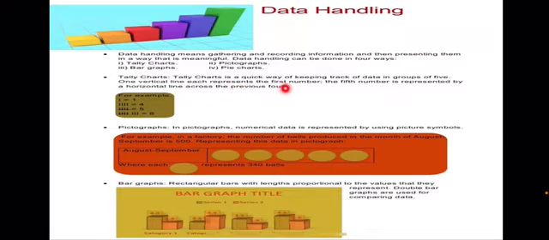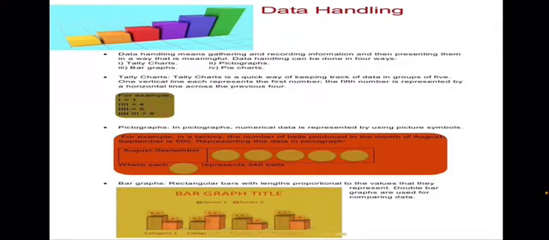Tally charts are a quick way of keeping track of data in groups of 5. One vertical line each represents the first numbers. The 5th number is represented by a horizontal line across the previous 4. As you can see over here, 1 stick is 1, 4 sticks is 4, and the 5th stick is crossing all the 4 sticks. So, for example, if the number is 8, this whole is 5 and 3 separate sticks. So 5 plus 3 is 8. So 8 is the answer.